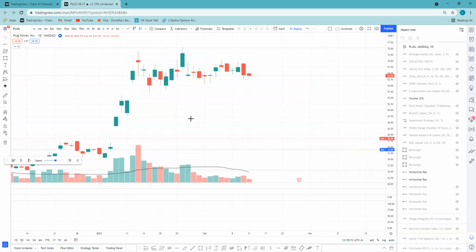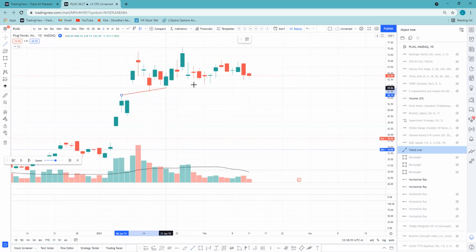That was horizontal support. Now let's go to the trend line. If I do the trend line like here, and if I continue to do these things, do I get the touches here?